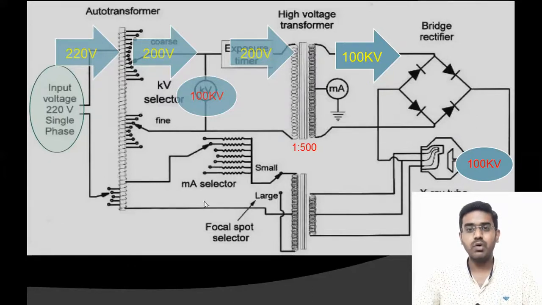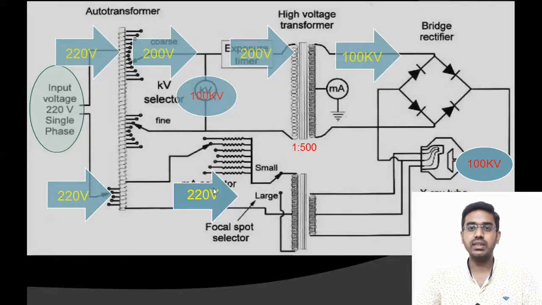Now let's see what happens in the MA circuit. While setting the technique itself, we have selected the MA. Once we press the standby button, the power flows into the filament transformer through the MA selector. Here the power is stepped down, that is, voltage decreases but current increases. Let's say 220 volts flows into the filament transformer. Since its turns ratio is 20:1, the voltage will be reduced to 11 volts.